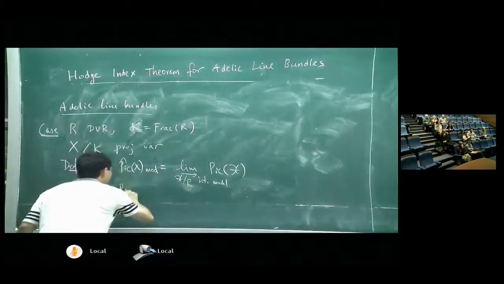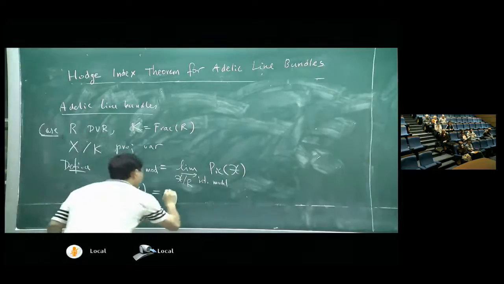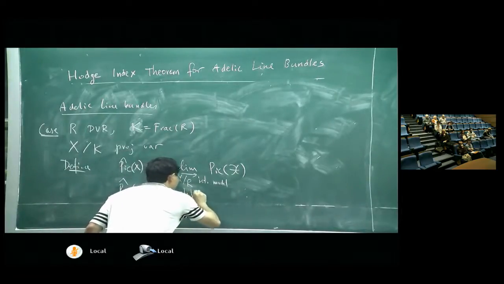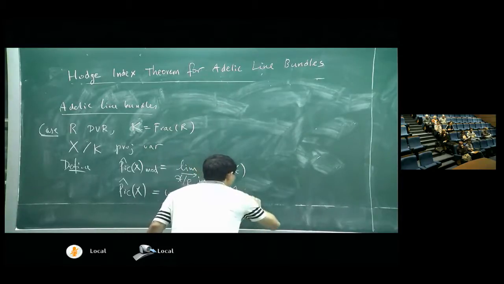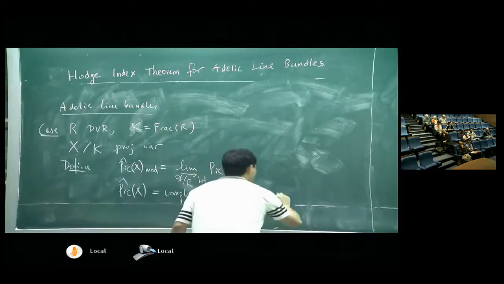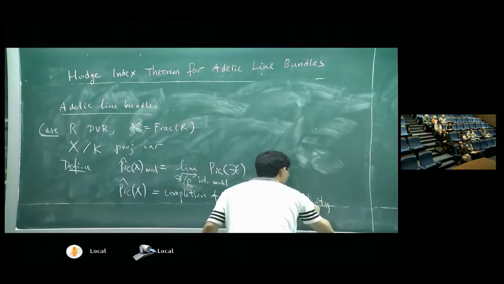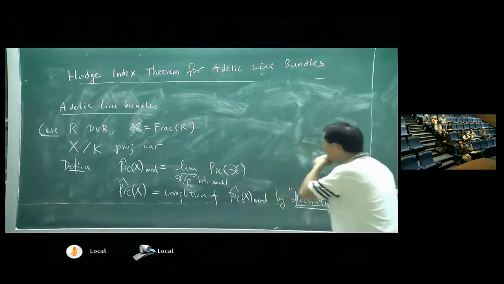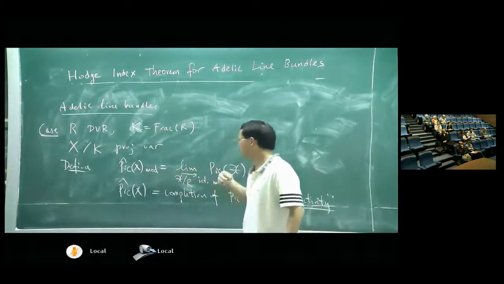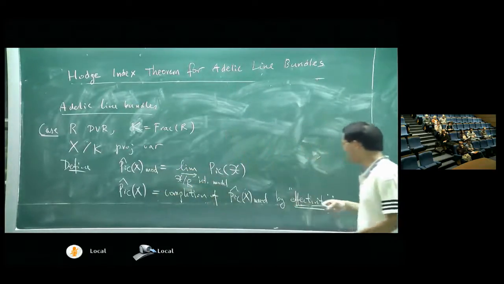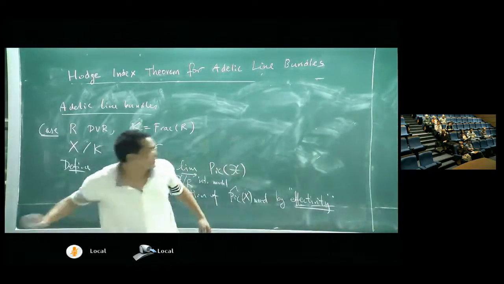Now we define this one to be the completion of this Pic-hat group by effectivity. We take the completion of this, and we get this group. So the completion requires a topology. We call it the topology by effectivity. It is as follows.